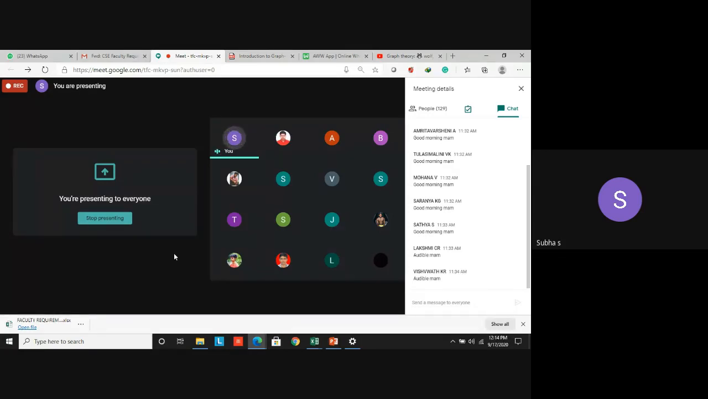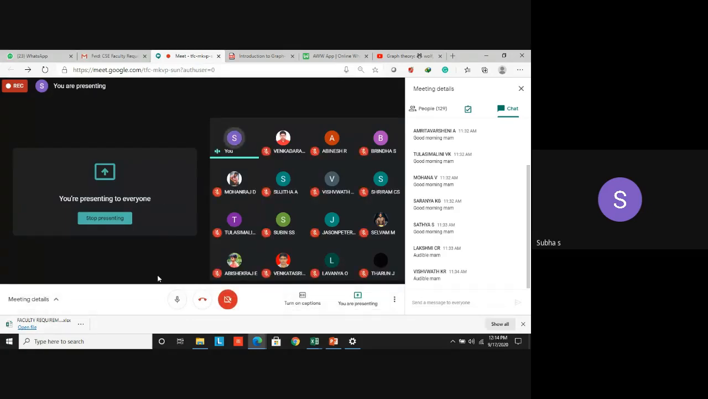From 3, there are 2 different paths, 9 and 6. Then from 9, he is reaching 8. Finally, he is reaching the state 5. So like this, we are using graphs in many different applications.